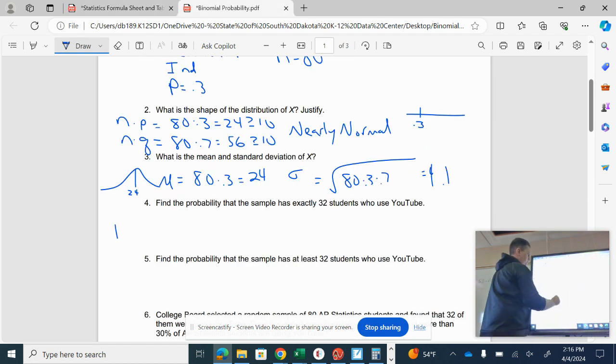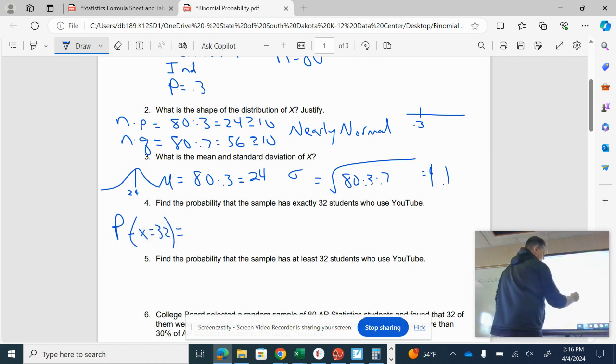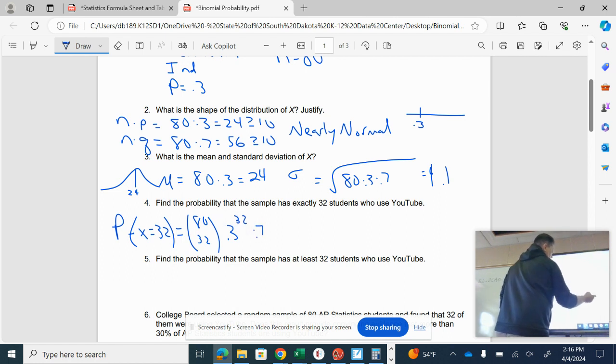Now again, probability X equals exactly 32. We have 80 students. We want 32 successes. So we're going to take 0.3 to the 32 times 0.7, and these two exponents have to add up to the 80. So there would have been 48 that don't use YouTube.